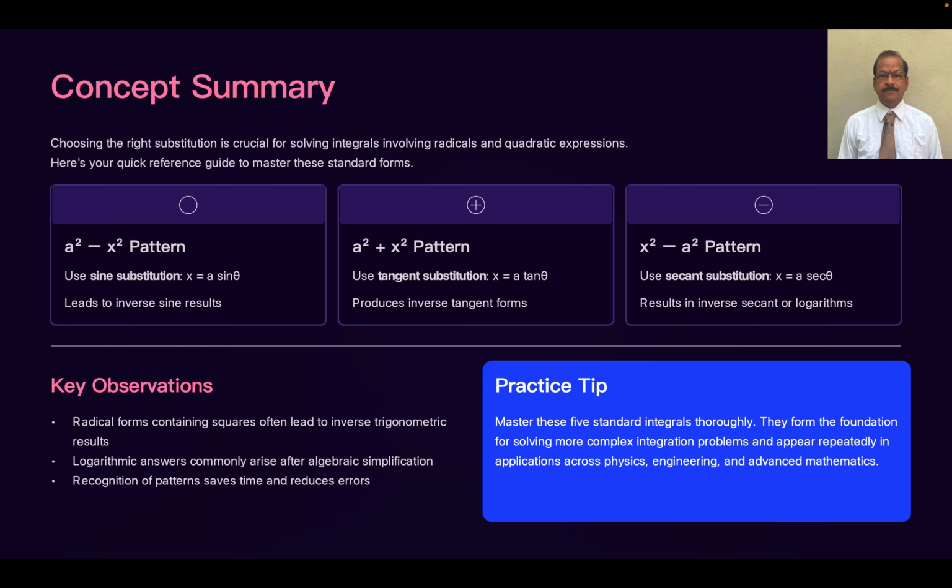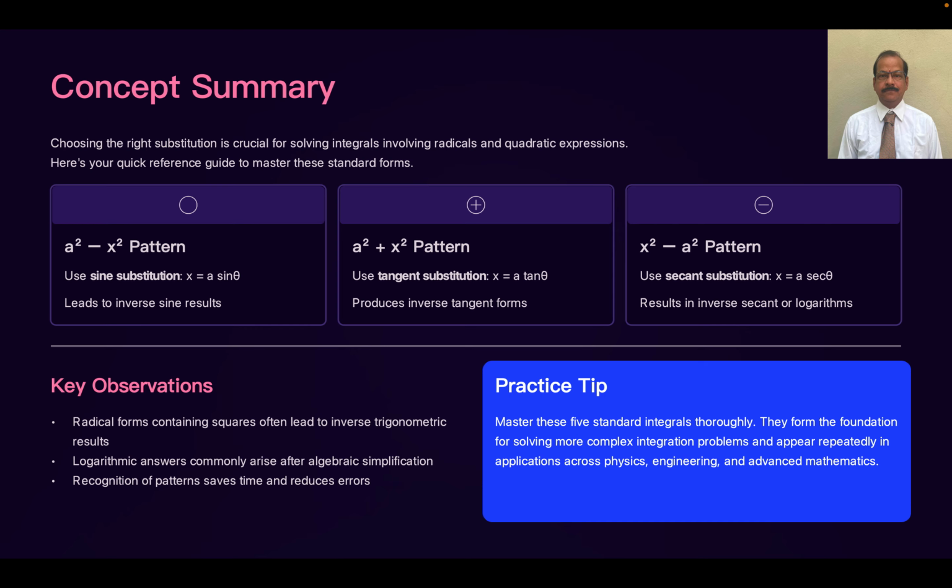Now let us look at the concept summary, how concepts are arrived at. Whenever a square minus x square is there, you have to substitute x equal to a sin theta. If a square plus x square, then x equal to a tan theta. If it is x square minus a square, x equal to a secant theta. This is the pattern in which you substitute values for x so that the simplification arrives in a comfortable way, giving the results properly.